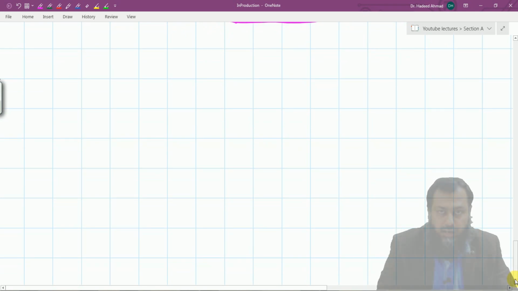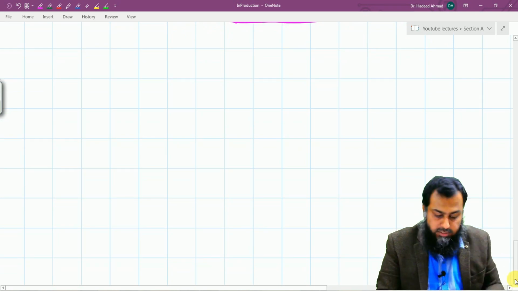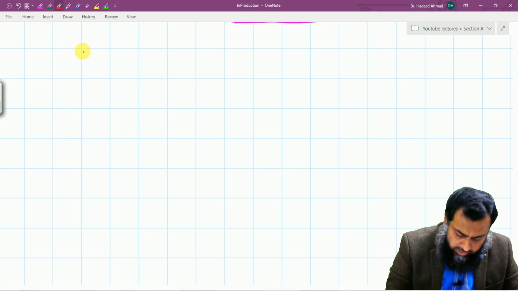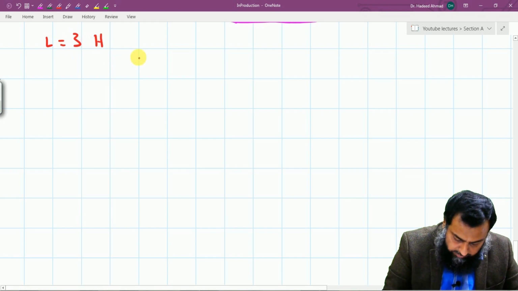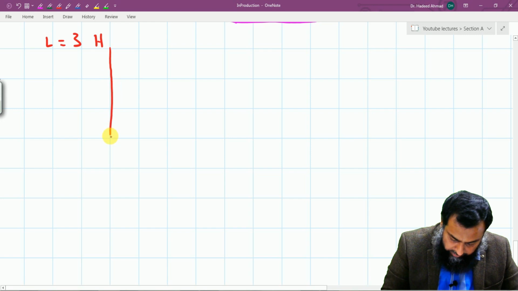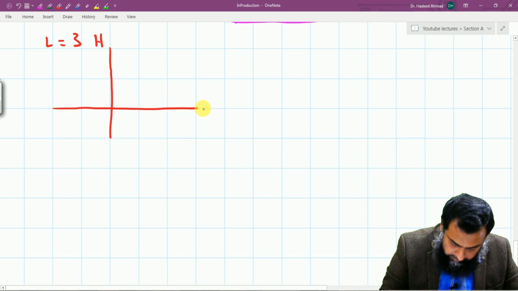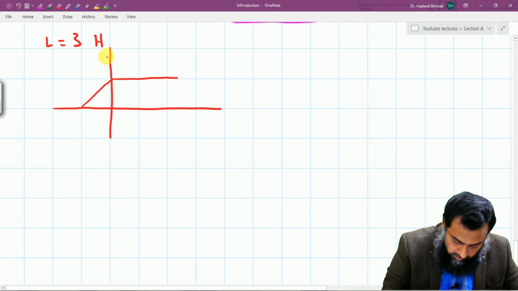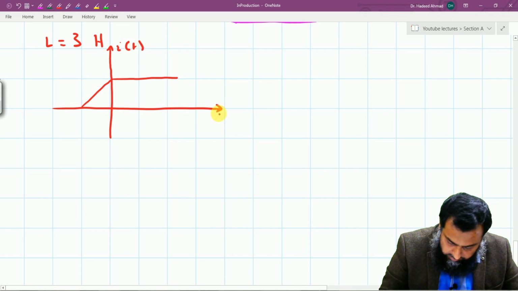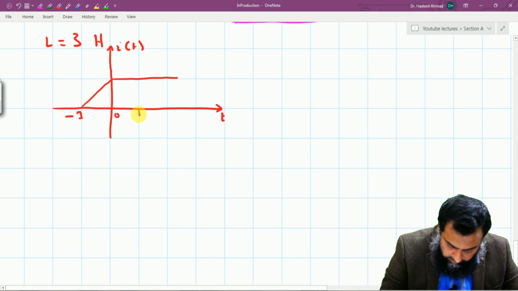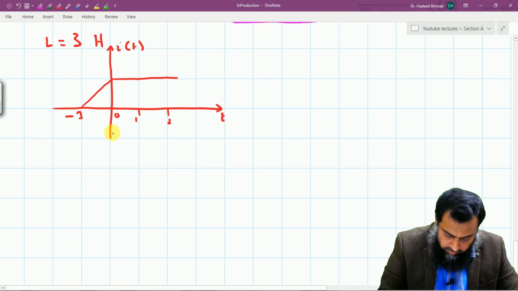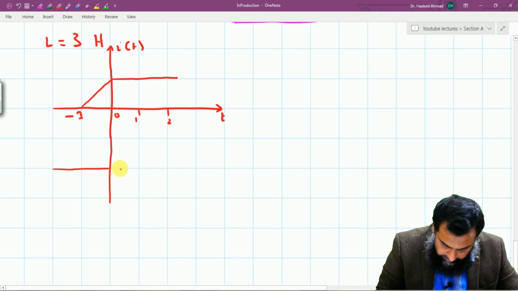Let us visualize this equation through one numerical and see what happens. So let us say we have, for an inductance L equal to 3 Henry, this type of a current which is flowing. Let me draw the current here. This is I of t, this is t. Let us say this is -1, this is 0, then we have 1, and then we have 2. Let us draw the voltage waveform here.